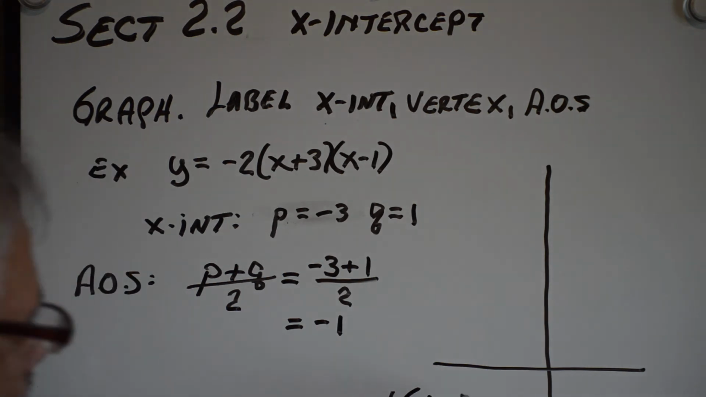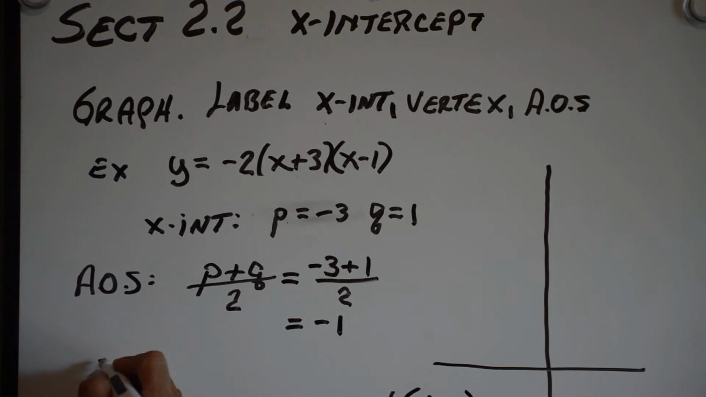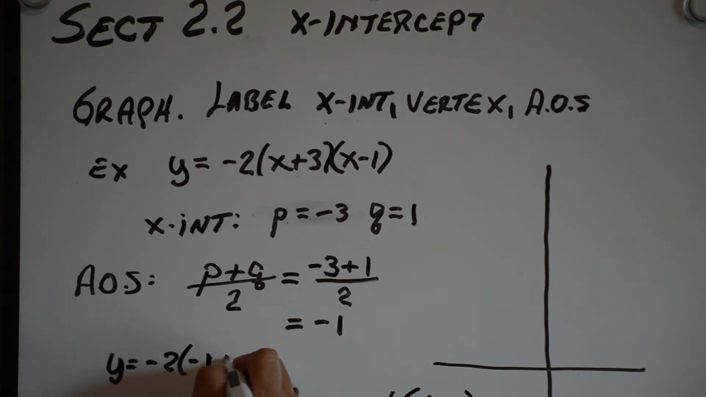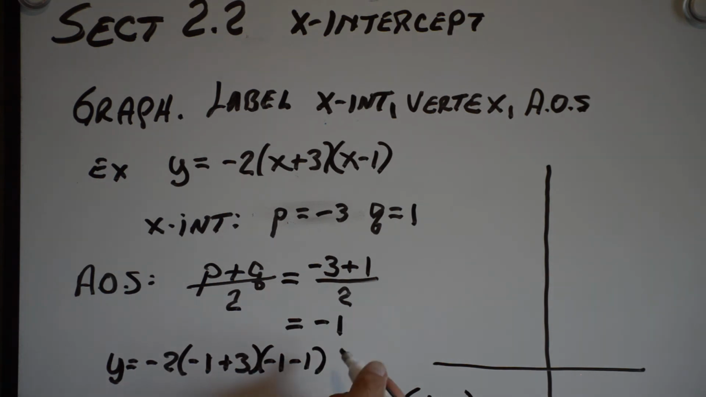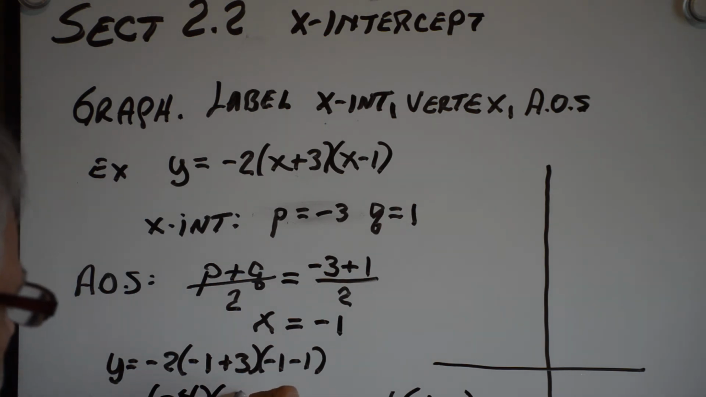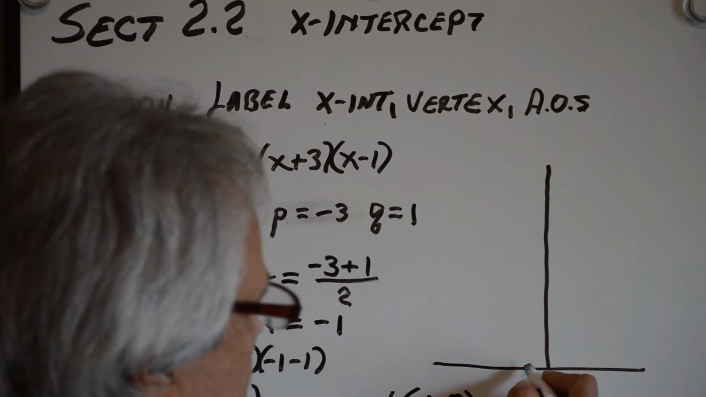To find that something, I need to plug in the way we've been doing. So my y is equal to a -2 times a -1 plus 3 times a -1 minus 1. Again, simply plugging in my x in there. So y is equal to -1 plus 3 is 2 times a -2 is a -4 times a -1 minus 1 is a -2. So this is equal to a +8. So my vertex is at a -1, +8.